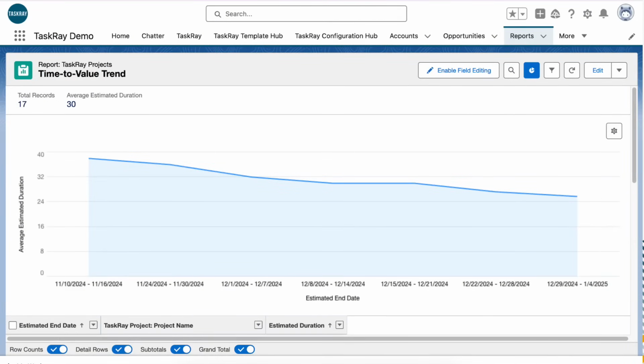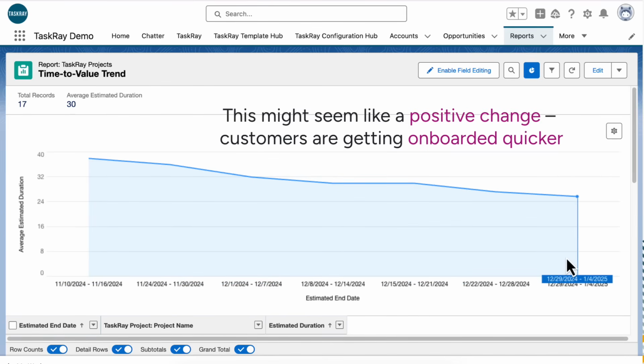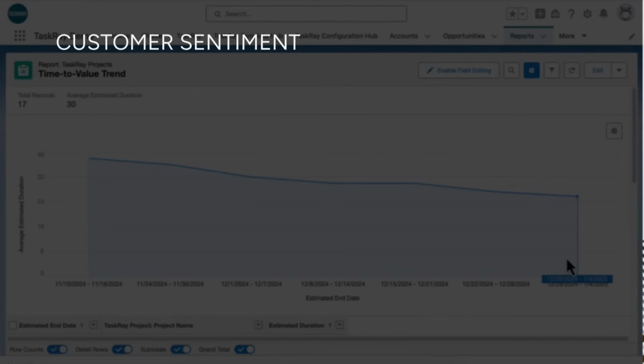For example, let's say we were looking at the last few months' time to value metrics for the customer onboarding project portfolio and seeing that the metric is decreasing month over month. On the surface, this might seem like a positive change, signaling that customers are getting onboarded quicker and going live with the purchased product sooner. Now let's add customer sentiment into the mix. Depending on where this metric stands, the big picture could look different.